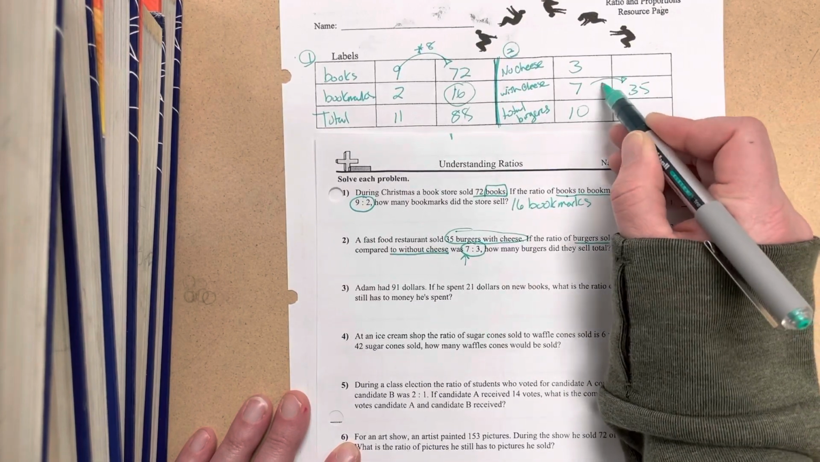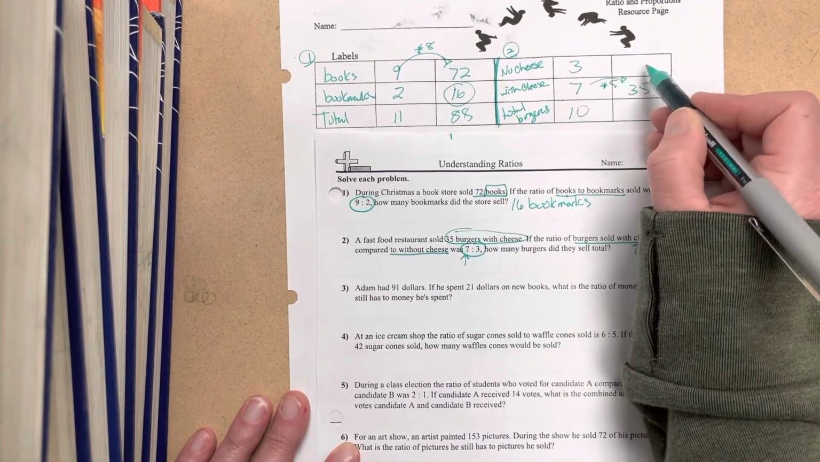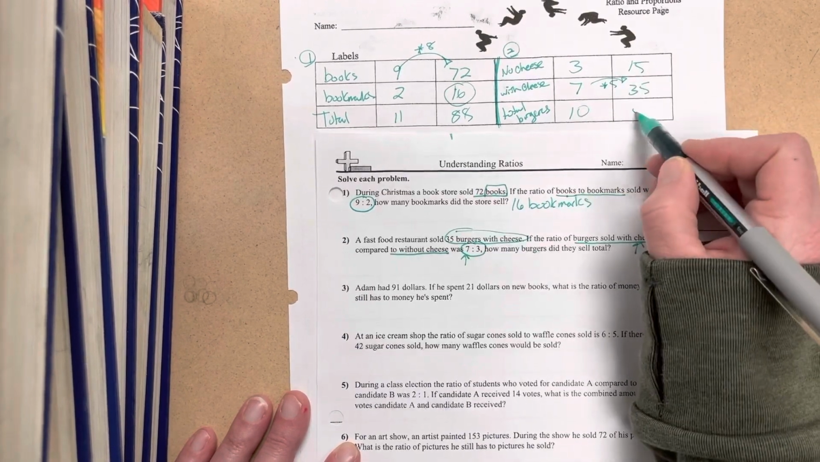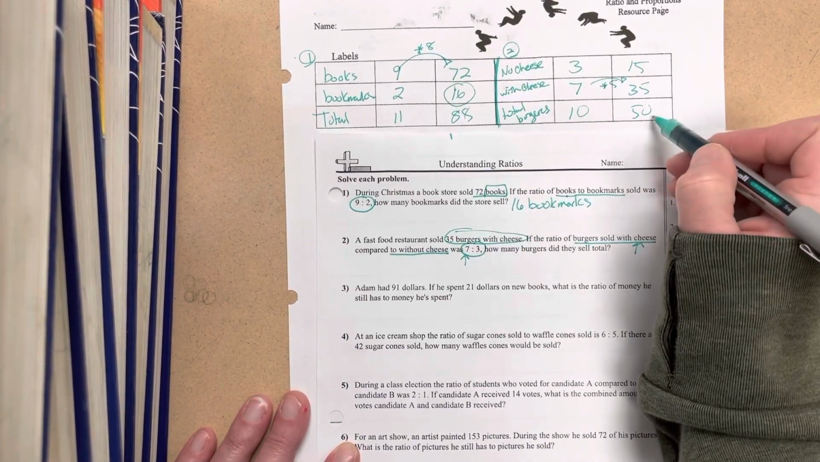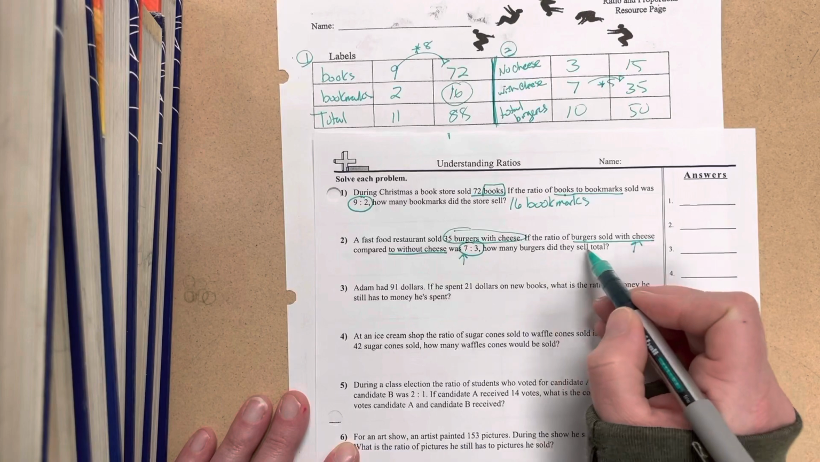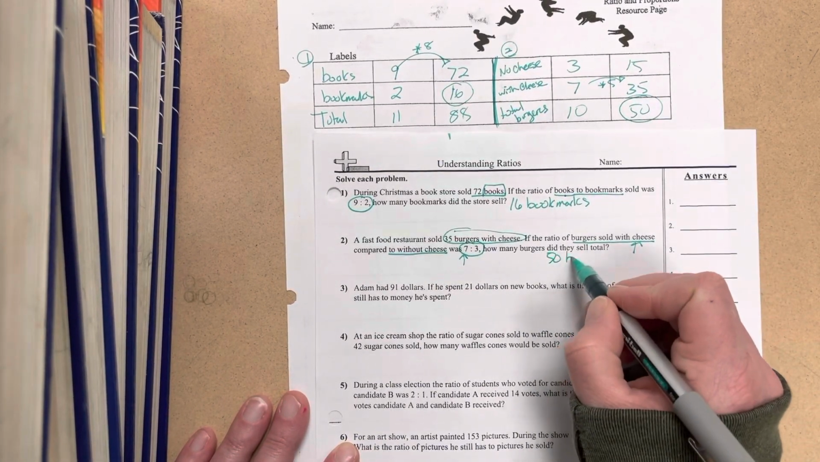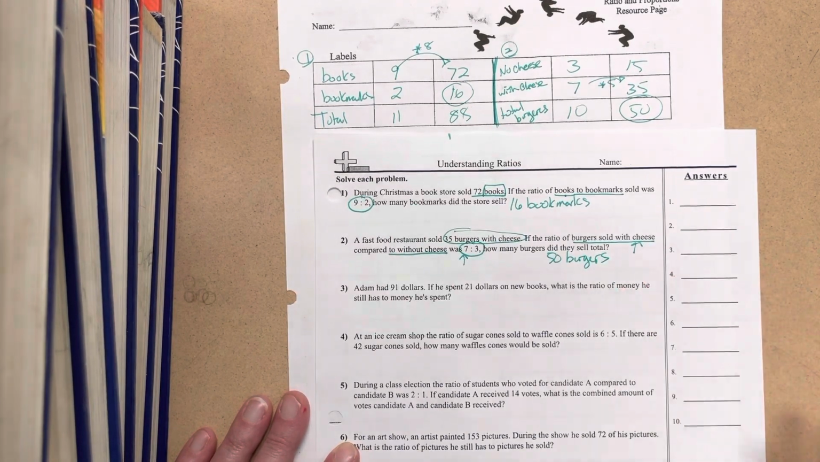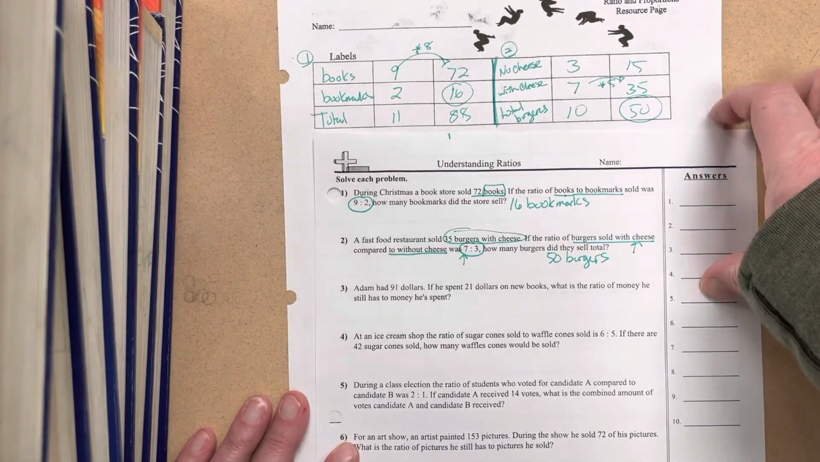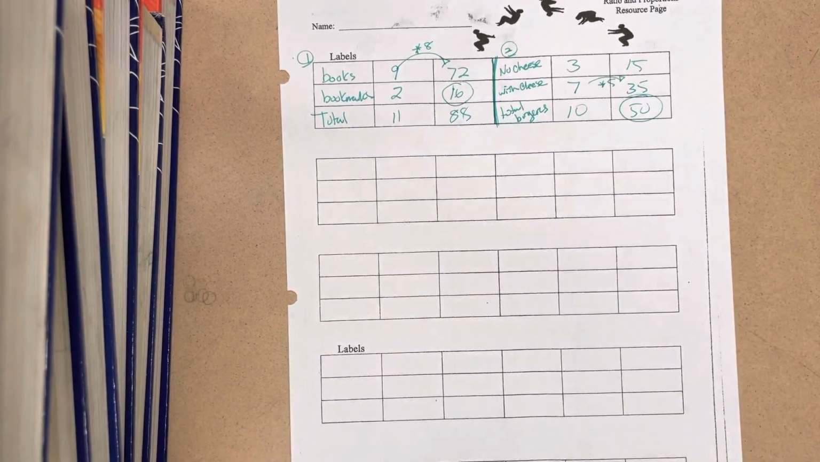So I'm multiplying here by 5. Multiply by 5. Multiply by 5. Could also add. How many burgers did they sell total? It's going to be this number here. 50 burgers. Got to have a label. All right, I'm going to fold this down. Number 3.